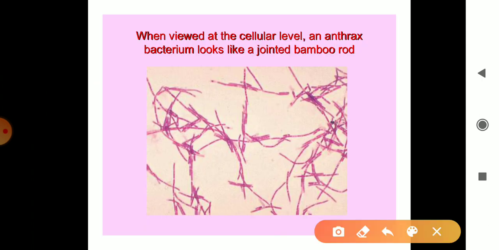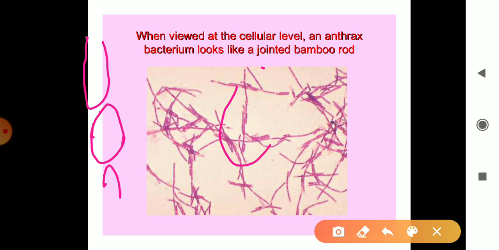When we view these anthrax organisms under the microscope, we find a jointed, bamboo-like structure. The bamboo is just like this. This is a bamboo-like structure. This is the anthrax organism.